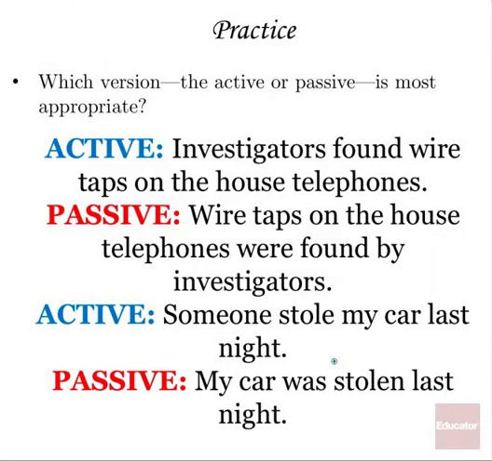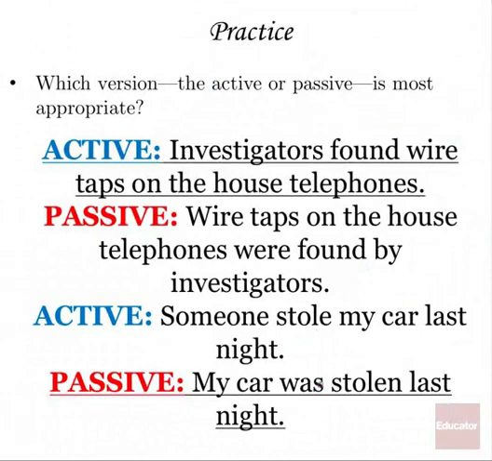Investigators found wiretaps on the house telephones, or wiretaps on the house telephones were found by investigators. Someone stole my car last night, or my car was stolen last night. Take a good look. Pause the video if you need to. Which one works? All right, investigators found wiretaps on the house telephones. Your clue here was partly the length. The passive voice version is longer, it's less concise. So we use the more concise, investigators found wiretaps on the house telephones. We know exactly who did it, and the focus is on the investigators and what they found. Active voice, in most sentences, that's what you're going to use.